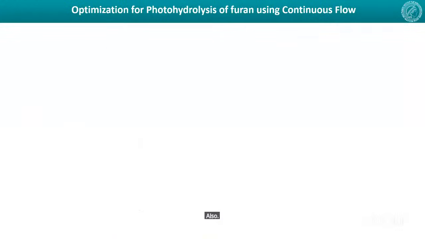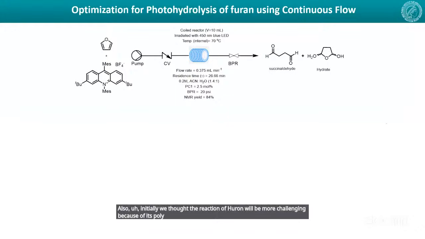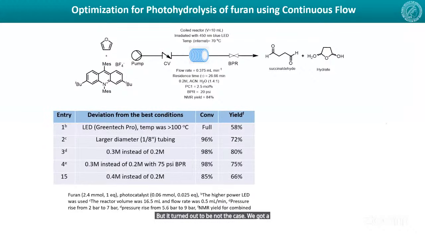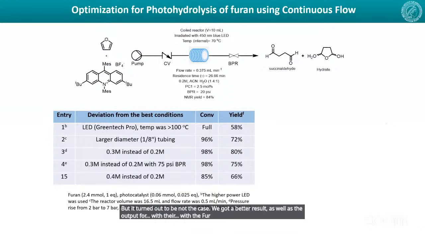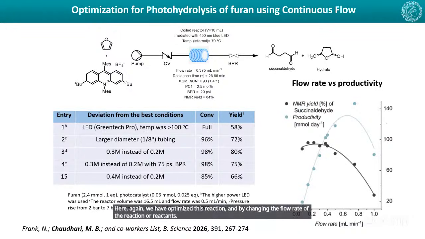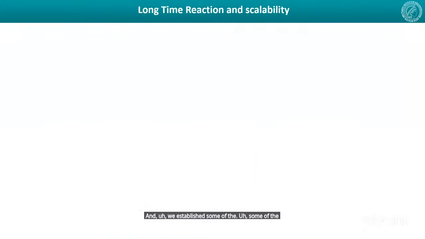Also, initially we thought the reaction of furan would be more challenging because of its polymerizable nature, but it turned out to be not the case. We got a better result as well as output with the furan derivatives. Here again we have optimized this reaction, and by changing the flow rate of the reactants, we were able to tune the productivity, and we established some reaction metrics that I will show now.